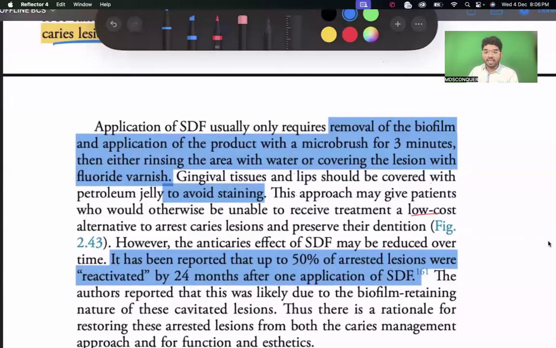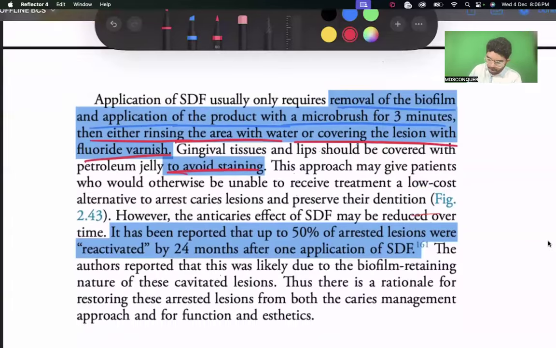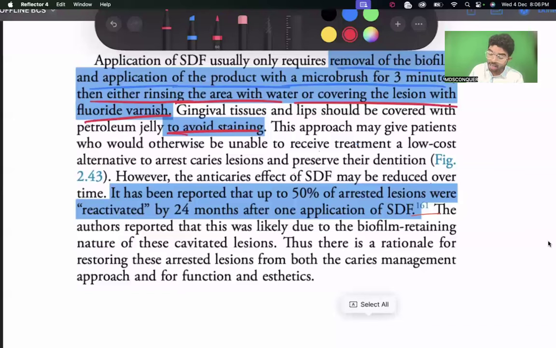Next, application of SDF only requires the removal of the biofilm and application of the product with a micro brush for about 3 minutes. Then rinse the area with water and cover the lesion with fluoride varnish. Care should be taken that the gingival tissue and lip tissue are covered with petroleum jelly because it may cause staining. Points to be remembered, I want you to add this point. It has been reported that 50% of arrested lesions were reactivated by 24 hours after one application of SDF. Means it was stopped, but after use, it was again reattacked. Okay, clear, right?